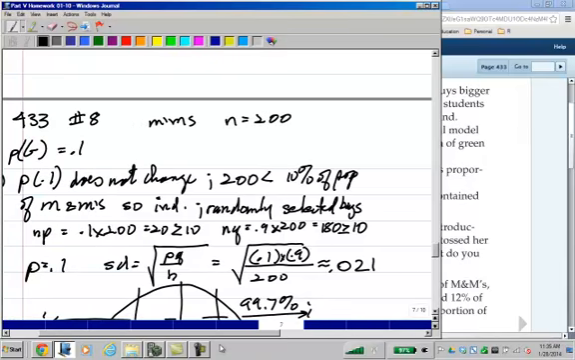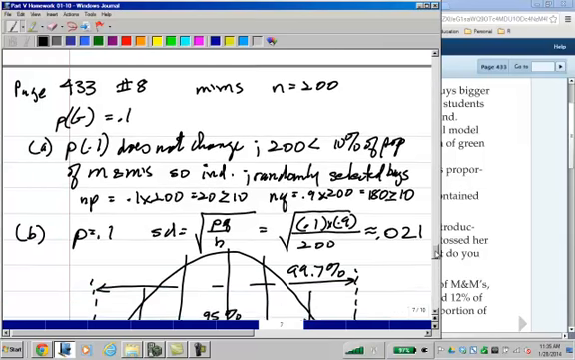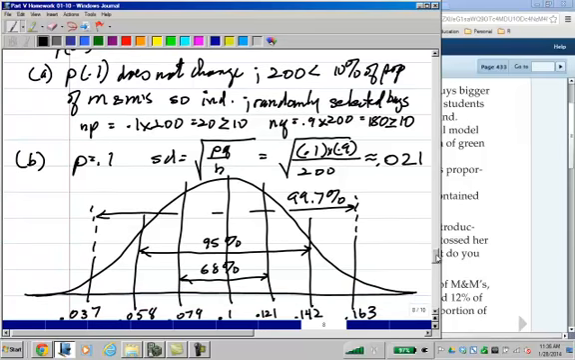Okay, here's 8. N equals 200. The probability of a green is 0.1. The probability doesn't change, so we're going through the preconditions here. For A, 200 is less than 10% of the population of M&Ms. Randomly selected bags, NP and NQ are listed here. Now, the standard deviation is the square root of PQ over N. This is for a sampling distribution. So in other words, what is the sampling distribution? It's the distribution of the sample proportion.